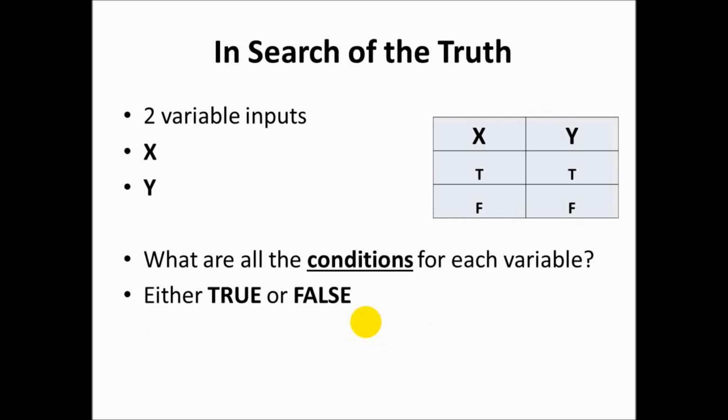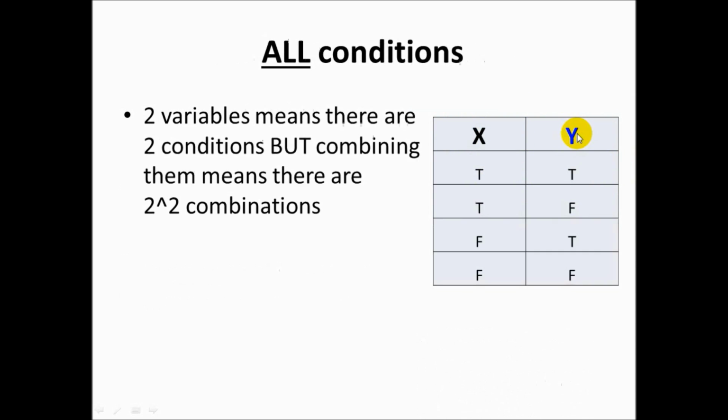A truth table is just simply saying what are your possible states, and every variable or input has two states. X is true, false, Y is true, false. Now when we combine these, they go beyond just their own state, but the combination varies according to the true and false table. So we actually end up with 4 rows. What are all the conditions for each variable, true or false? But what are all the combinations and conditions for X and Y together? And we extend beyond that.